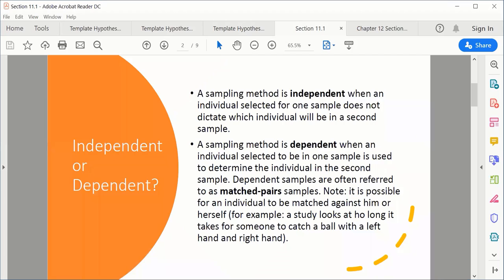So first we have to understand whether or not two samples are independent or dependent. A sampling method is independent when an individual selected for one sample doesn't dictate which individual will be in a second sample. But a sampling method is dependent when an individual selected to be in one sample is used to determine the individual in the second sample. Dependent samples are often referred to as matched pair samples. It's possible for an individual to actually be matched against him or herself. So for example, a study that looks at how long it takes someone to catch a ball with their left hand and their right hand would be the same person.